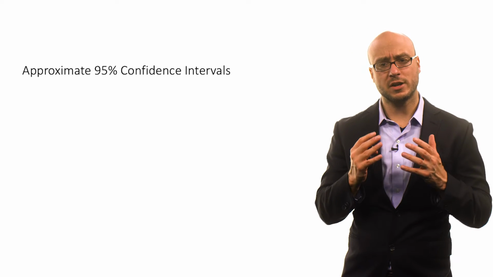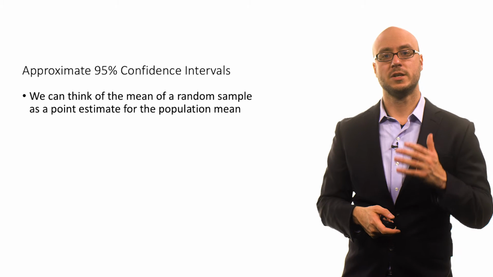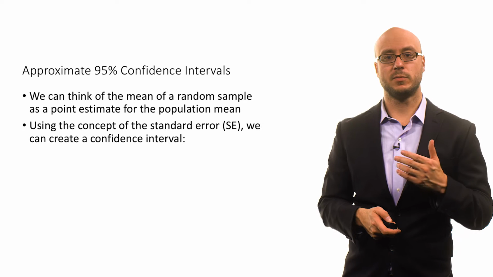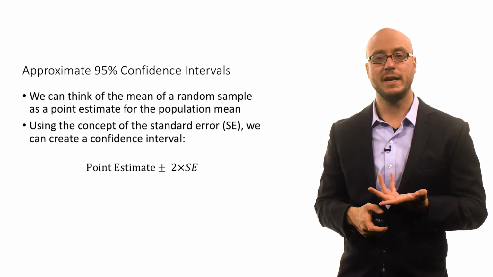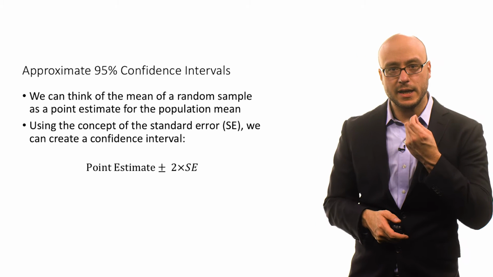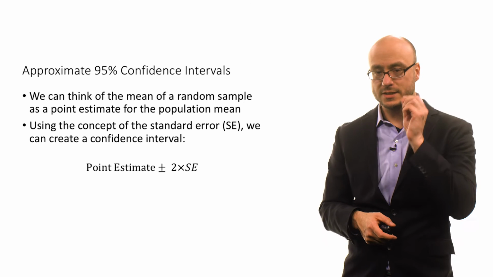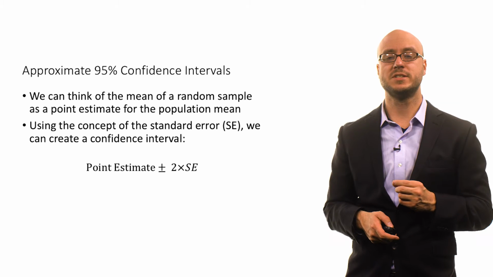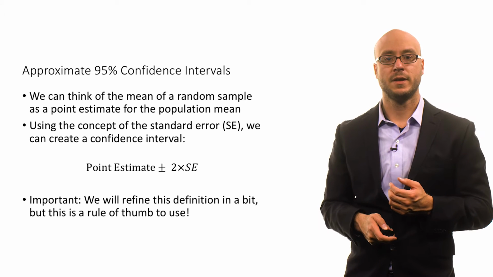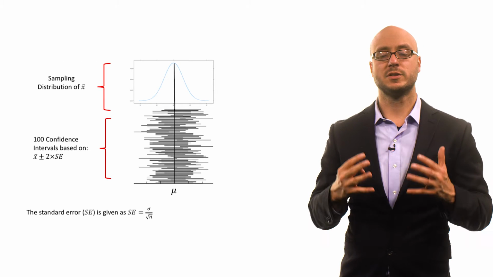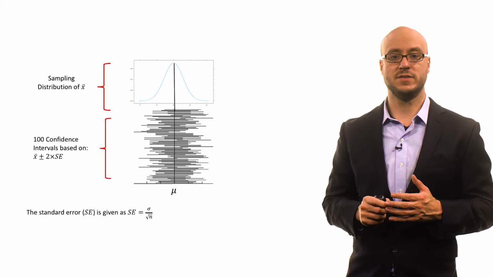We also can construct interval estimates based on what we know about the central limit theorem. We can think of the mean of a random sample as a point estimate, but using the concept of the standard error of the sample mean, we can create a confidence interval. An approximate 95% confidence interval for the mean is simply that point estimate, the sample mean, plus or minus 2 times the standard error of the sample mean, which we call the standard error for short. This is a visualization, a way of thinking about all these confidence intervals.